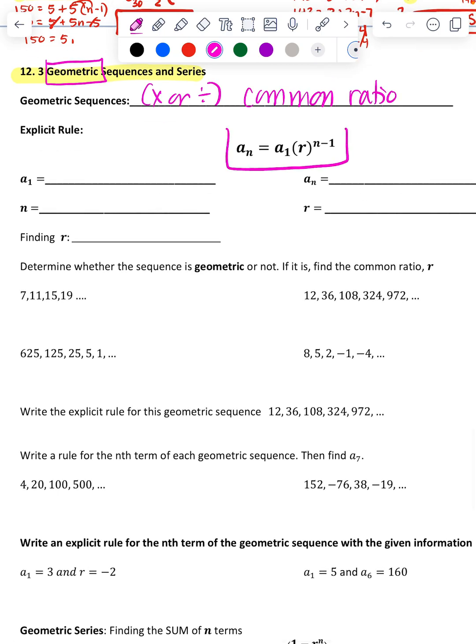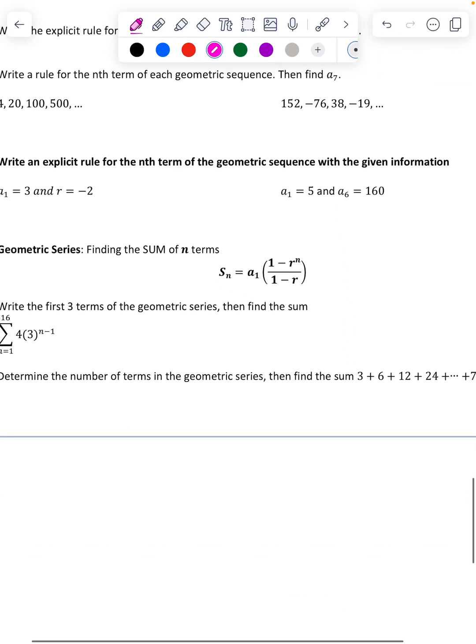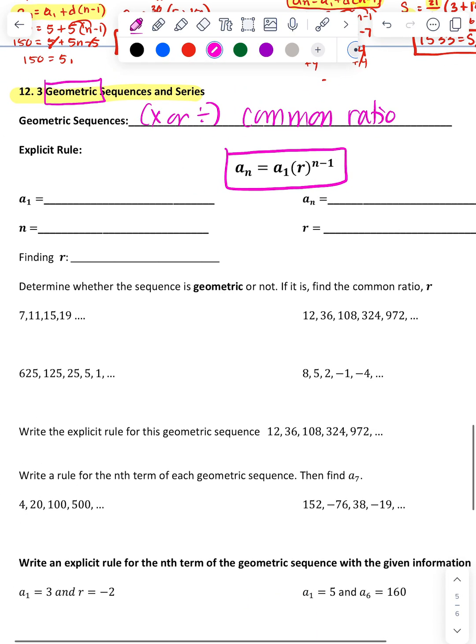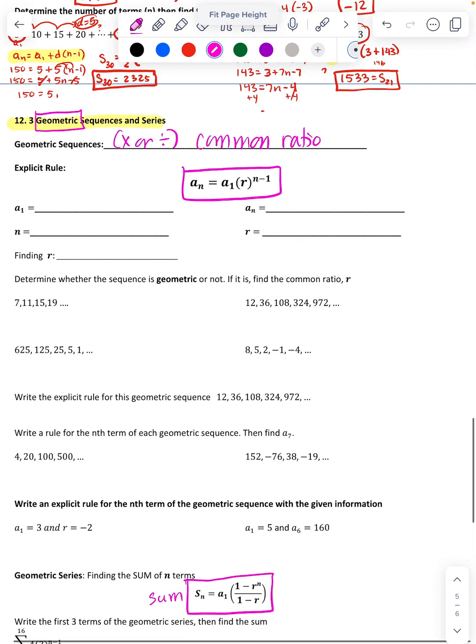So we have an explicit rule. There's two formulas, just like yesterday. One is kind of for everything, and one is for sums. So on your packet, you're going to see there's two formulas. One is for finding the sums, that's why it's an S, and one is just for finding all the other information.